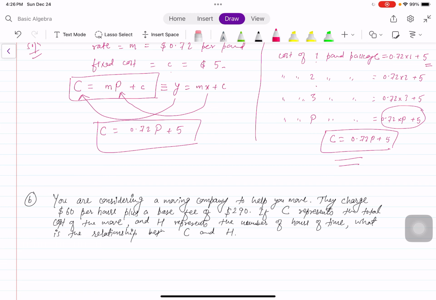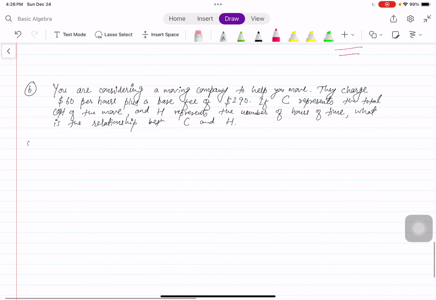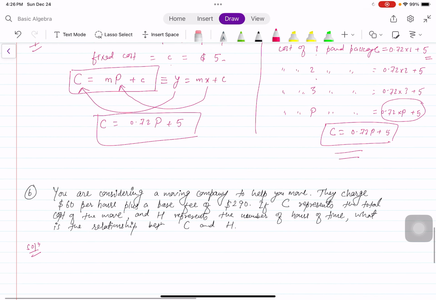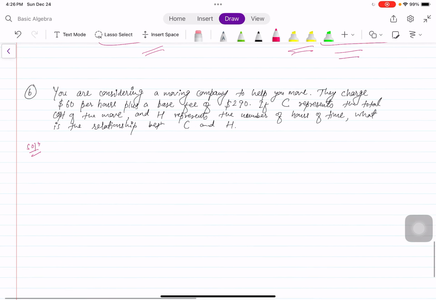Similarly, we have another problem here. Now I will not use this technique. We can directly use this technique. So please pause the video and try to do it by yourself.